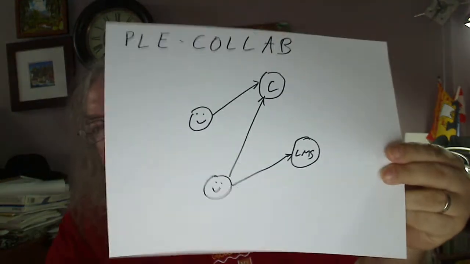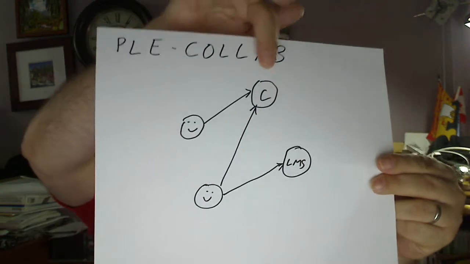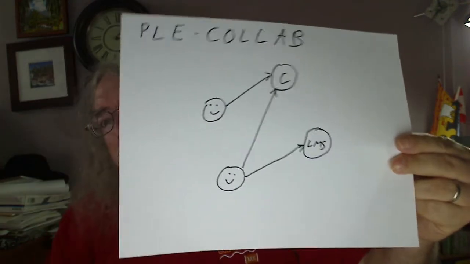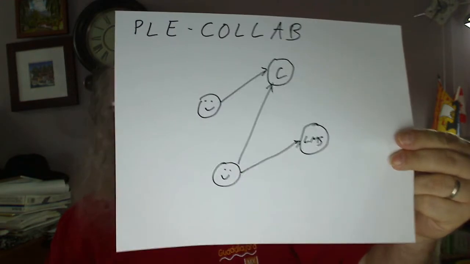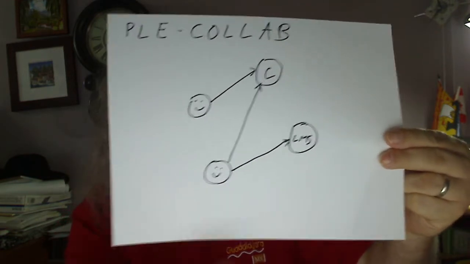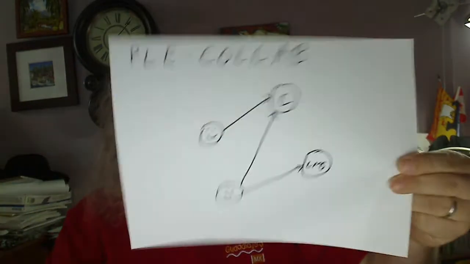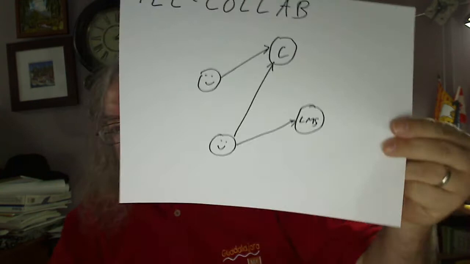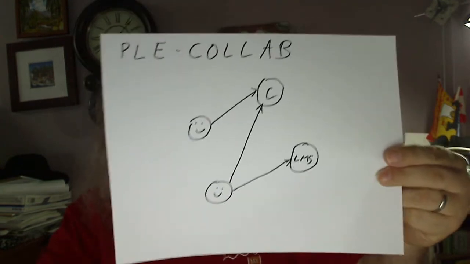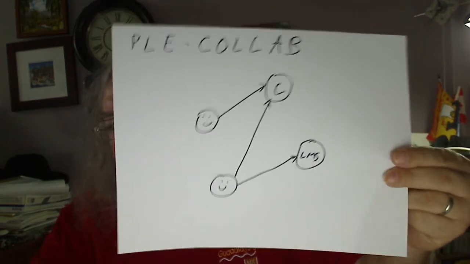Here's the solution to that problem, right? Here's your collaborative environment. It's been separated from the learning management system and stands on its own out there in the world somewhere, so that you and your friend can connect to the collaborative environment. You can still connect to your learning management system if you want, but your friend doesn't have to, and you can still collaborate.